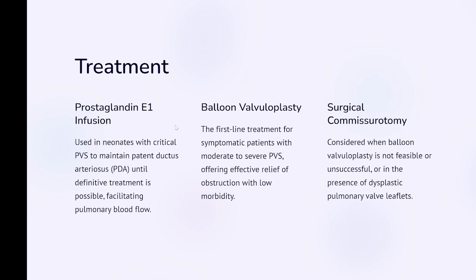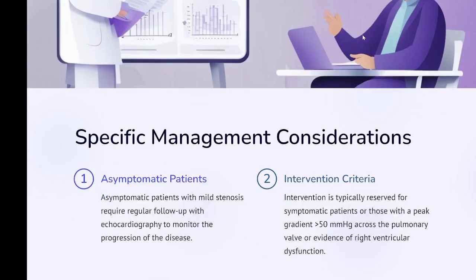Surgical commissurotomy, considered when balloon valvuloplasty is not feasible or unsuccessful, or in the presence of dysplastic pulmonary valve leaflets. Specific management considerations: asymptomatic patients with mild stenosis require regular follow-up with echocardiography to monitor the progression of the disease. Intervention is typically reserved for symptomatic patients or those with a peak gradient over 50 mmHg across the pulmonary valve or evidence of right ventricular dysfunction.